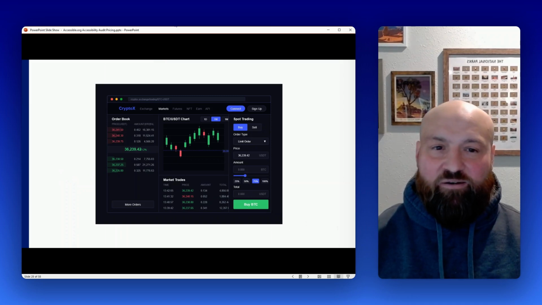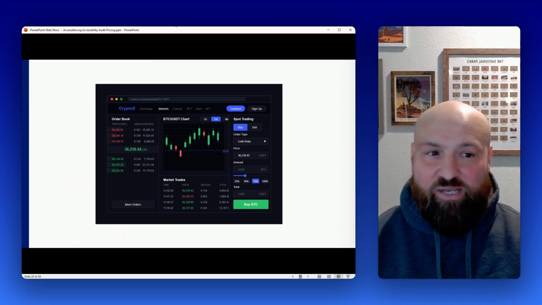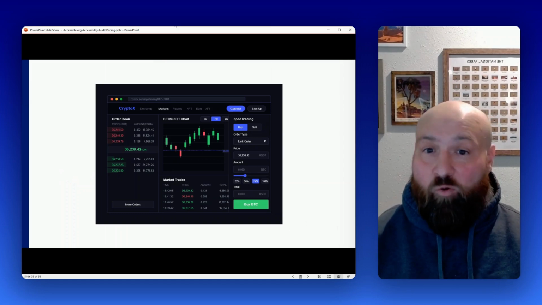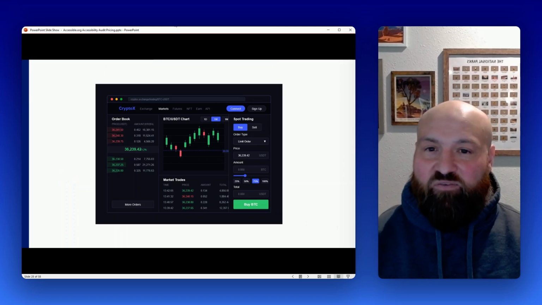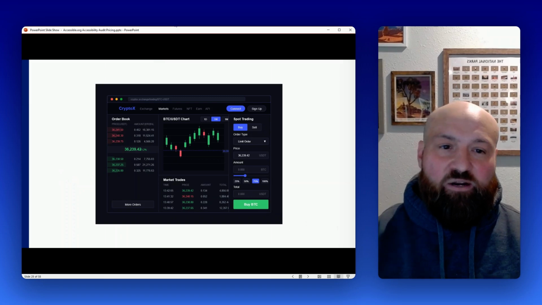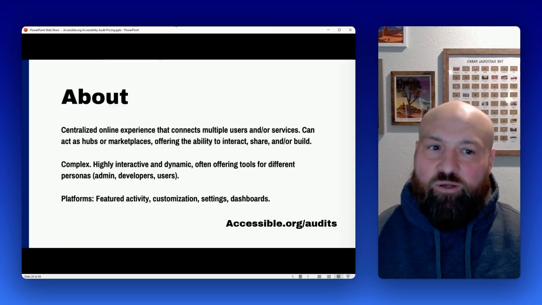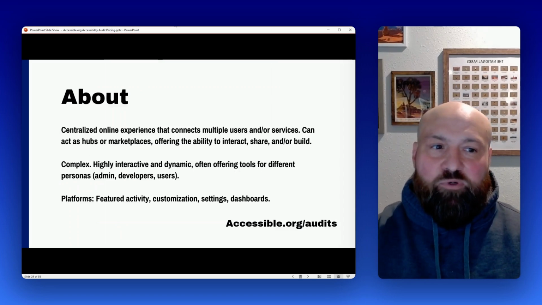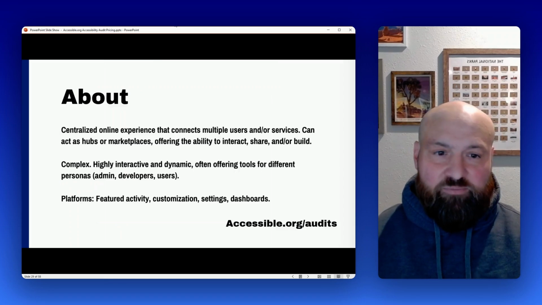So here we can see that there is an order book, we can see market trades, we can look at a price graph, we can adjust the price graph, we can also place a buy or a sell order. And then of course, we can also go to the navigation panel and look at different screens and or pages. So there is a lot going on inside of a crypto dashboard, but just generally about platforms, here we're looking at a centralized online experience that connects multiple users and or services. So platforms can act as hubs or marketplaces, and they offer the ability to interact, share, and or build.